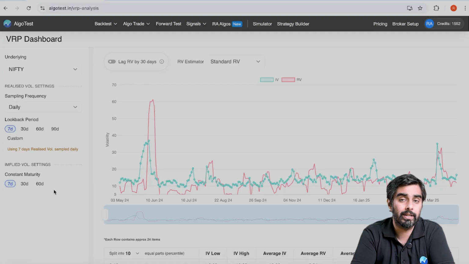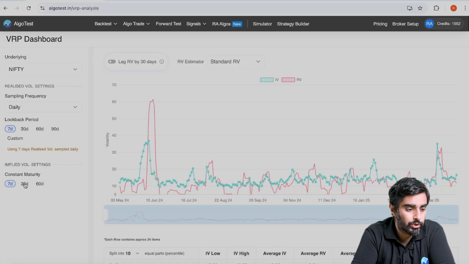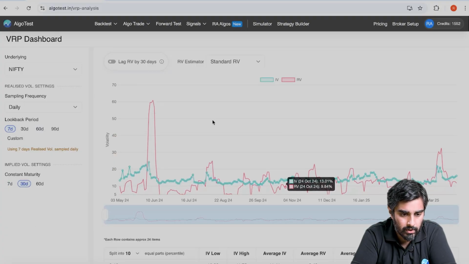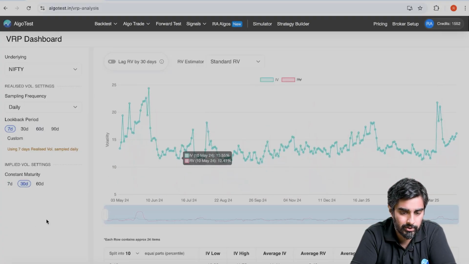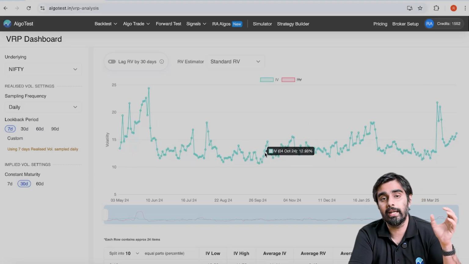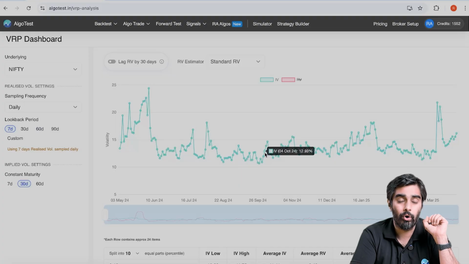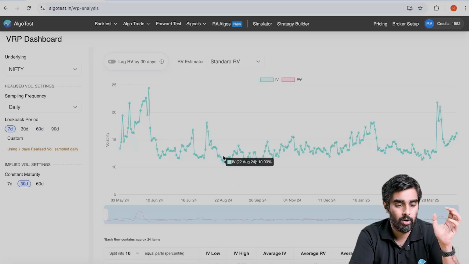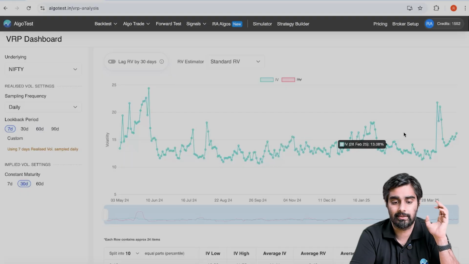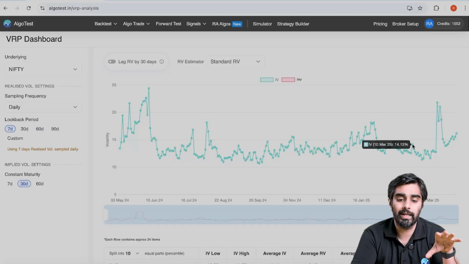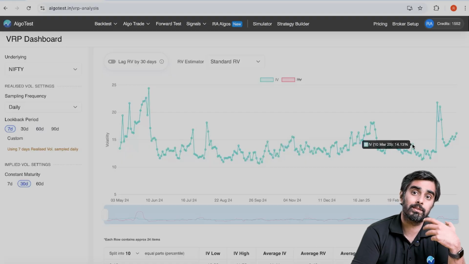So here we've taken 3 standard constant maturity dates essentially. I'll use 30-day over here and let it load. Let's remove RV from here for now. Every data point here represents the 30-day implied volatility for Nifty. So this is essentially the 30-day Nifty IV. Every data point here is essentially saying that this was the market's prediction of how volatile Nifty would be over the next 30 days.